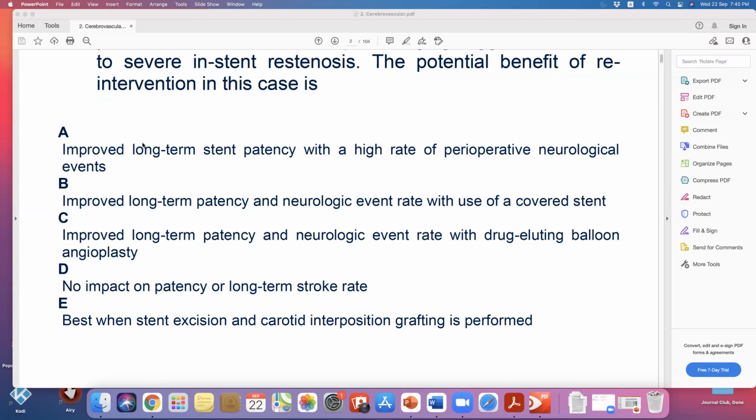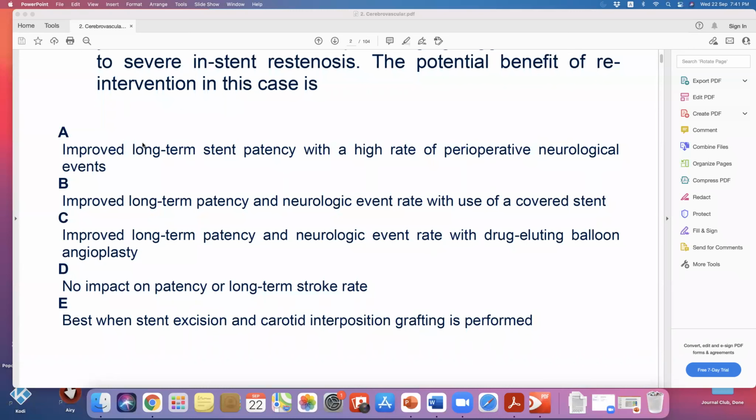The third one: improved long-term patency and neurological event rate with drug-eluting balloon angioplasty. We do not use drug-eluting balloons in the carotid either, given the effect of flushing all this material to the brain. So this is completely wrong also. Sure. The last option: no impact on patency or long-term stroke rate. Okay. Maybe.